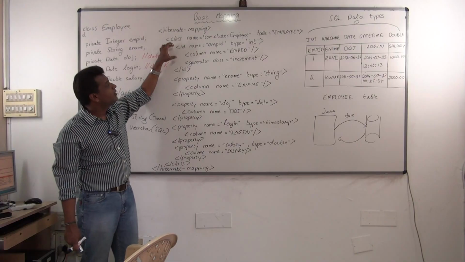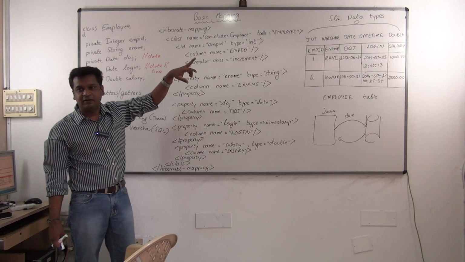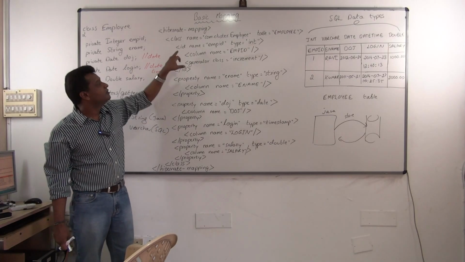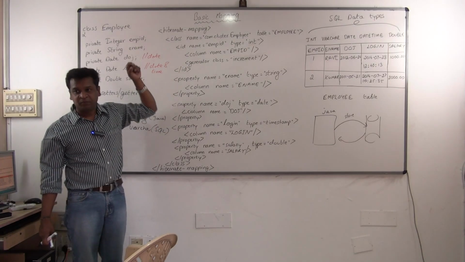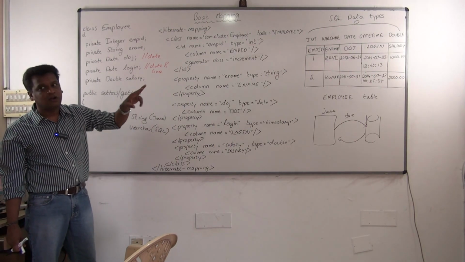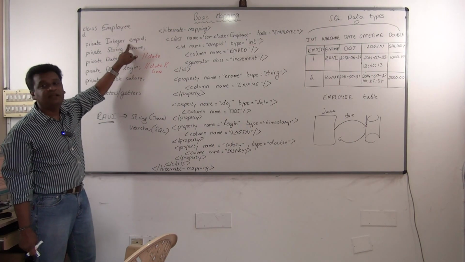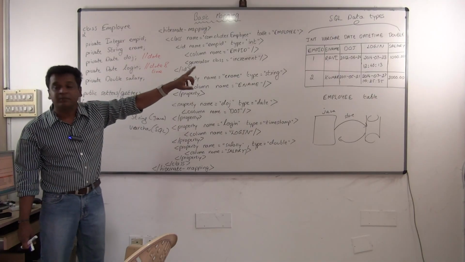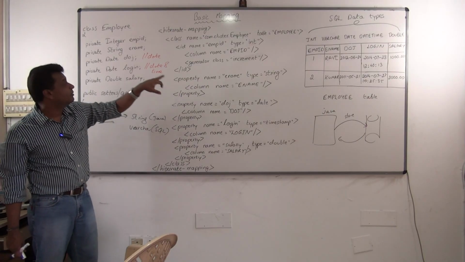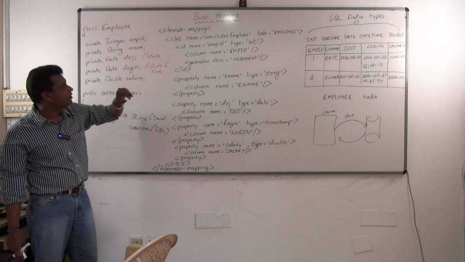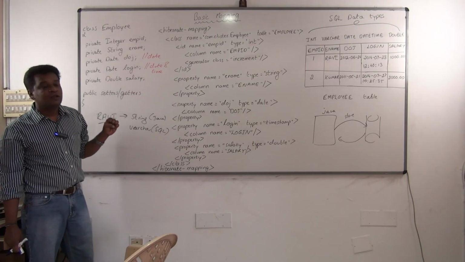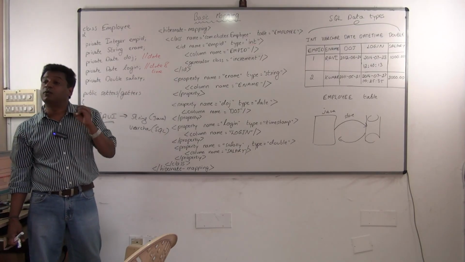Next, you have mapped the class and the table, but every property has to be mapped with the columns also. So how will you do it? First we'll go with the first property. Carefully notice the property names and the column names. What is the name of the property? EMPID. What is the name of the column? EMPID. Property name is again ename. What is the column name there? Ename. DOJ, column name DOJ. Property name login, column name login. So same. Understood?